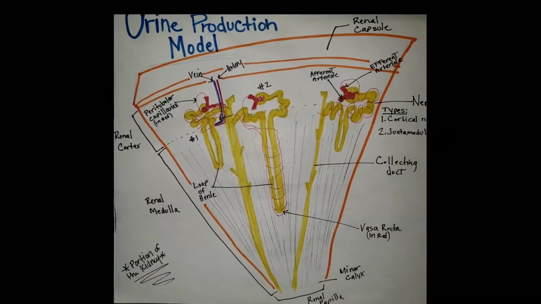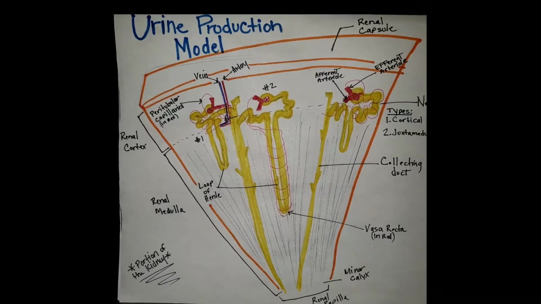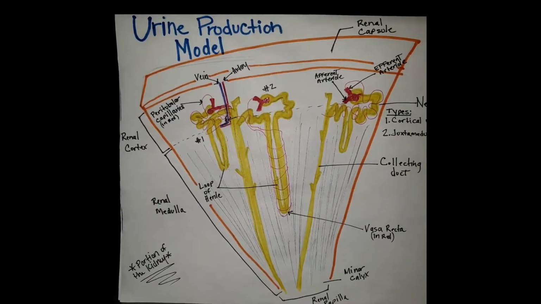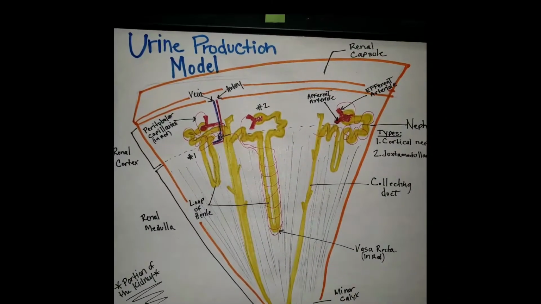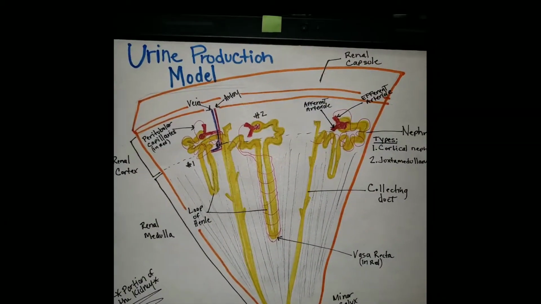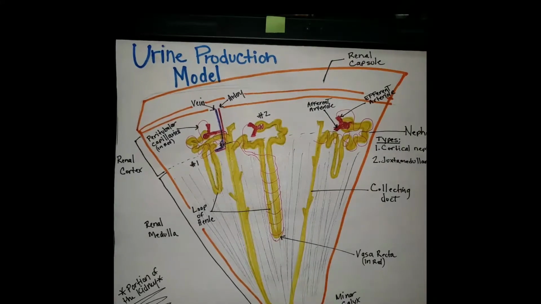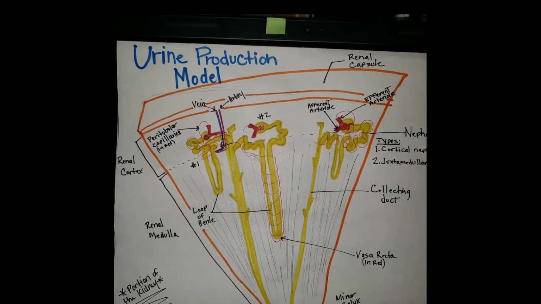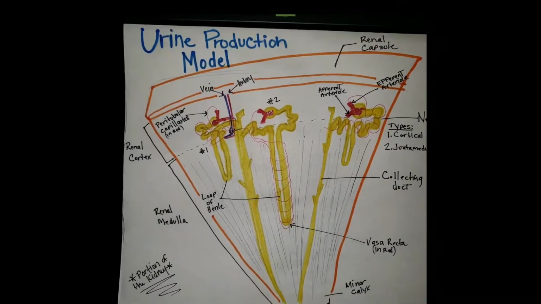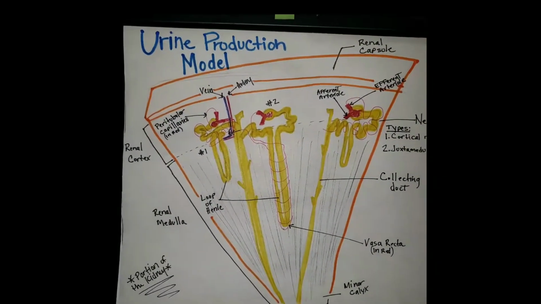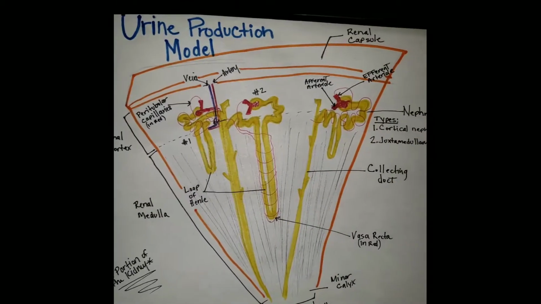We have the renal capsule, which is the outer layer, the renal cortex, which is the tissue closest to the surface of the kidney. And then you have the medulla, which includes these pyramids and columns. So we have about 1 million nephrons that filter the blood to create urine in our kidneys.